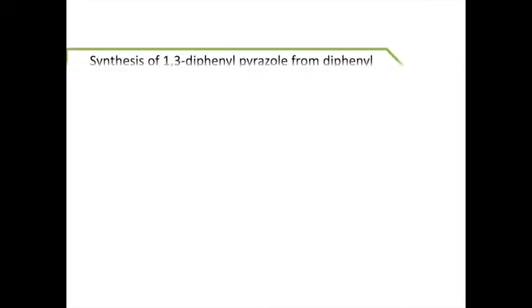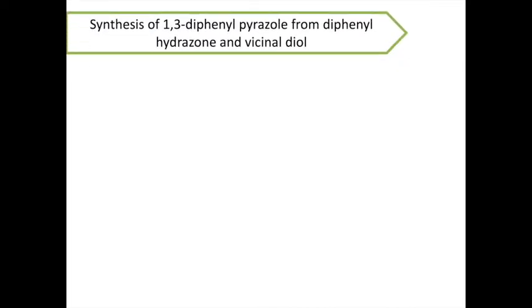Hello students, today we are going to study the synthesis of 1,3-diphenyl pyrazole from the diphenyl hydrazone and the vicinal diol. Looking at the background of pyrazole first. Pyrazole is a 5-membered heterocyclic ring containing 2 nitrogen as heteroatoms. This is basically used medicinally in antiviral and antibacterial diseases and disorder conditions.